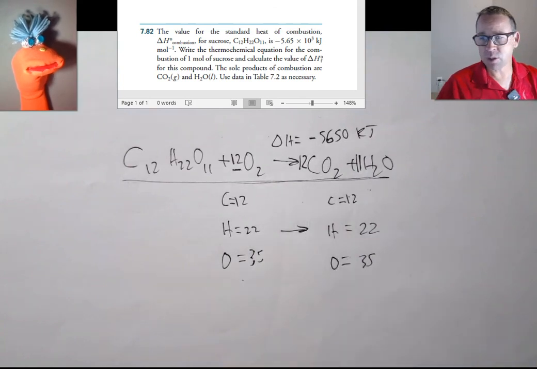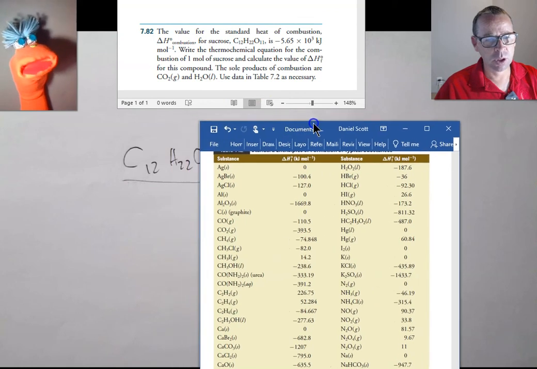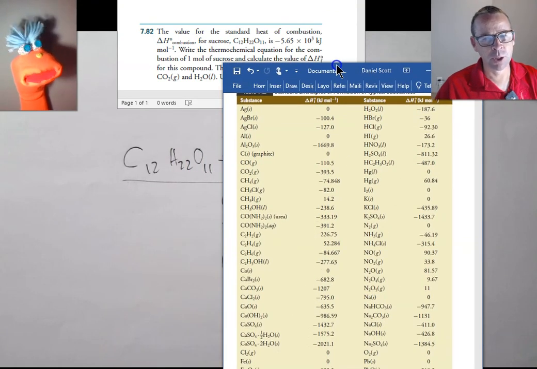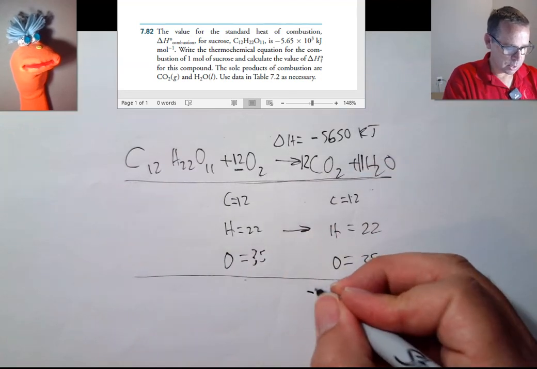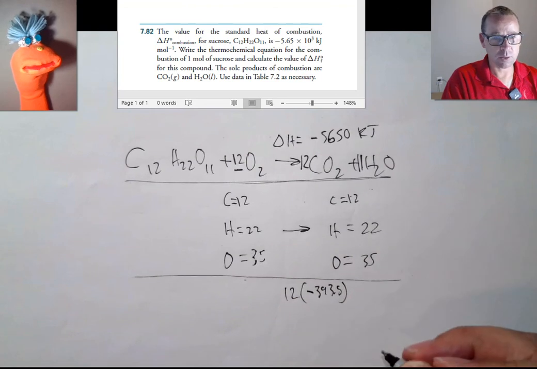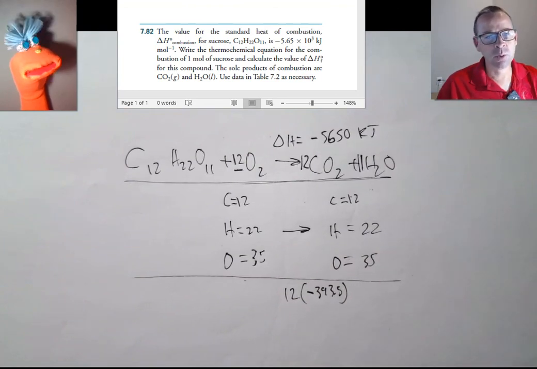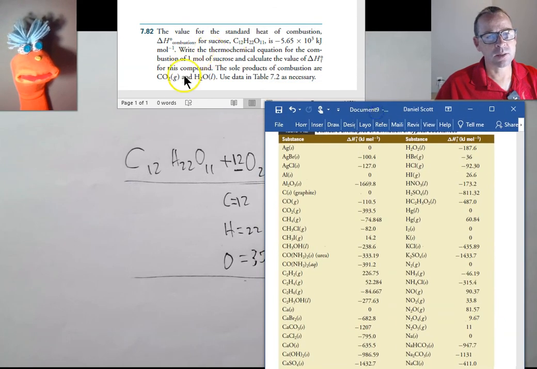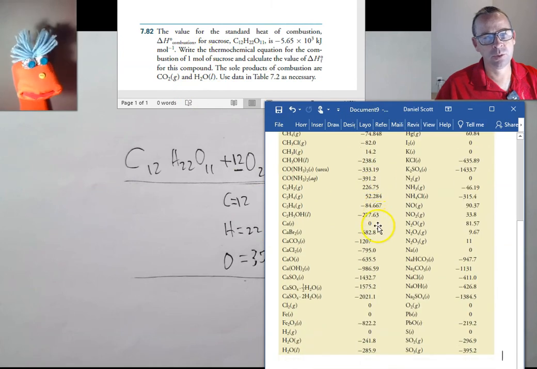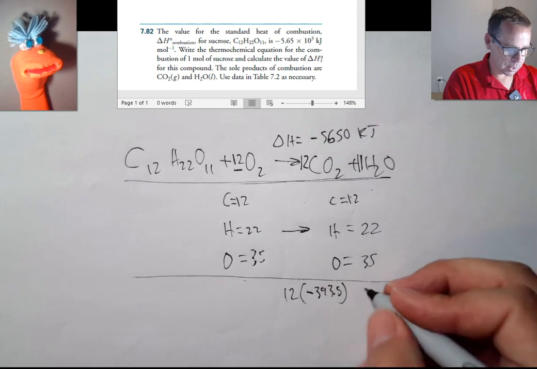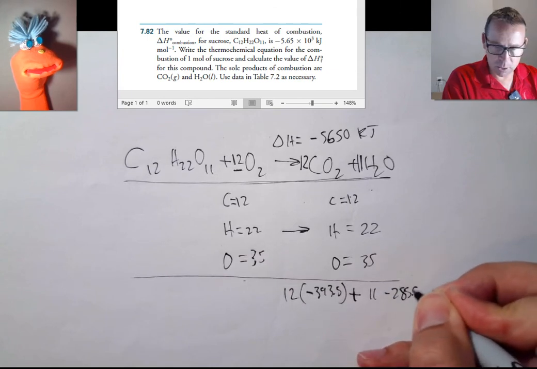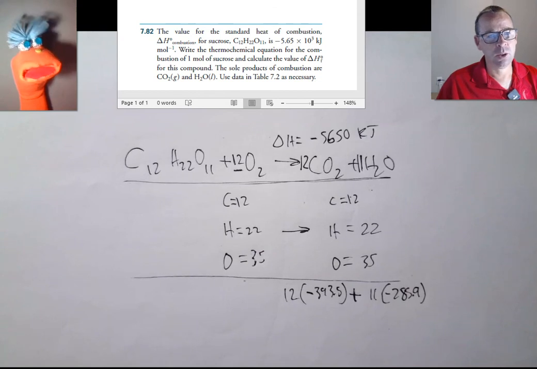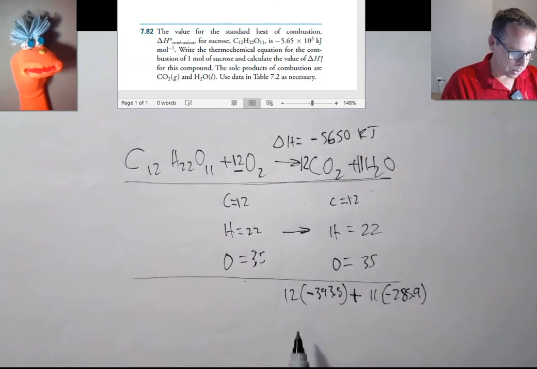Now the delta H of formation for carbon dioxide is on their table, right there: negative 393.5. But there's 12 of them. Water. Is that liquid water? Yes, liquid water, so it's negative 285.9, and there are 11. These are the products. We don't know the reactants here, but we do know the products.